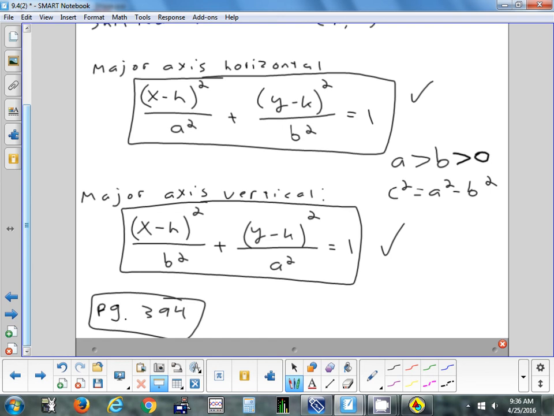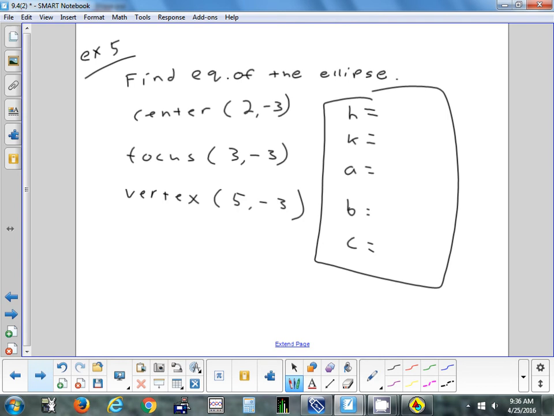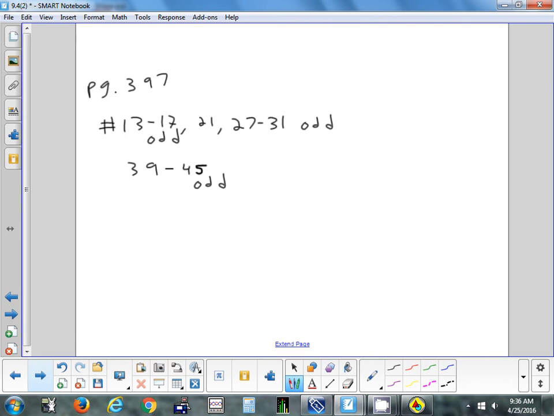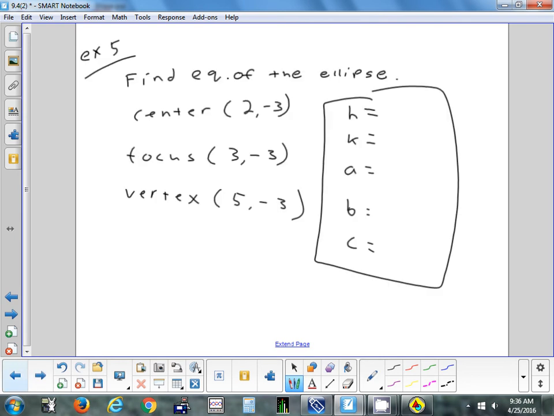Any questions on those equations? I didn't mention it, but notice they're both still equal to 1. That doesn't change. Okay. All right, so we'll try one finding the equation.